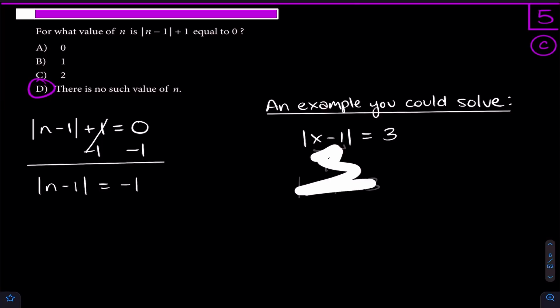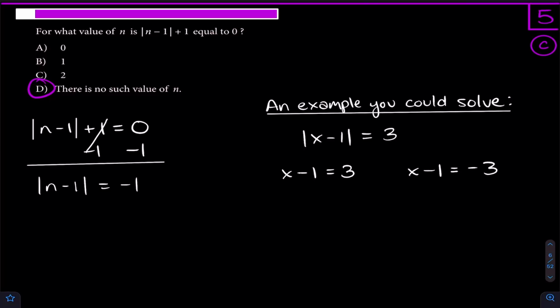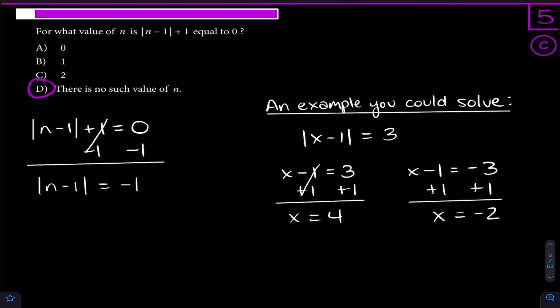So that x minus 1 there, the thing that is inside the absolute value, could either equal 3, or it could equal negative 3. And you can solve both of those equations here just by adding 1 on both sides and get your values of x. So here you would get x is equal to 4 and x is equal to negative 2.